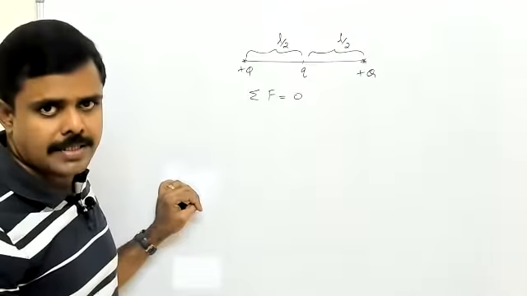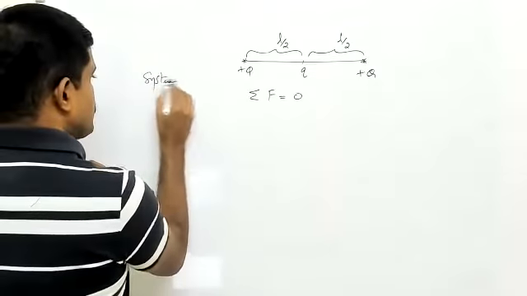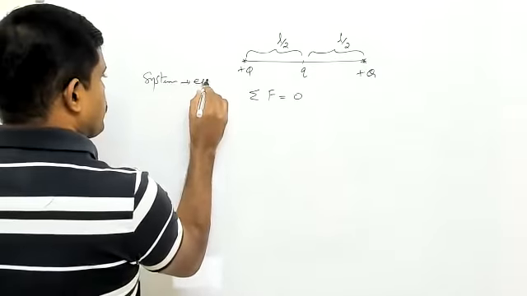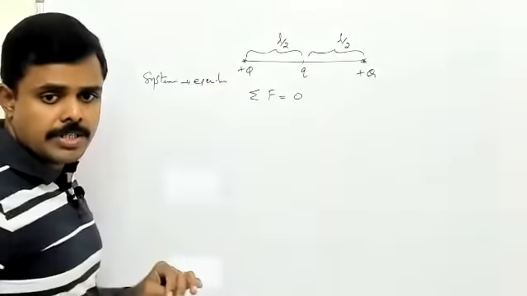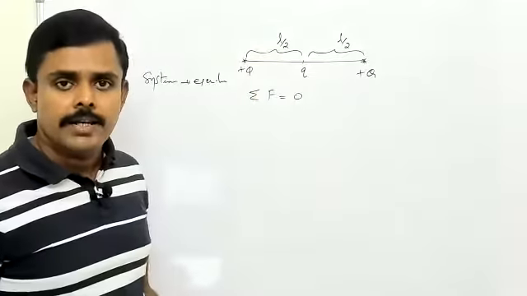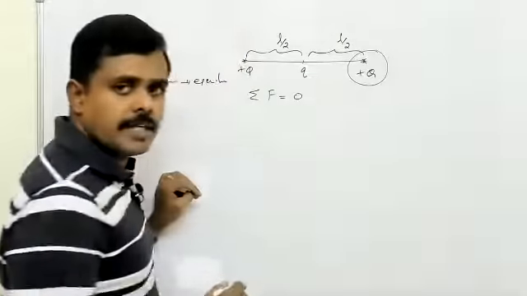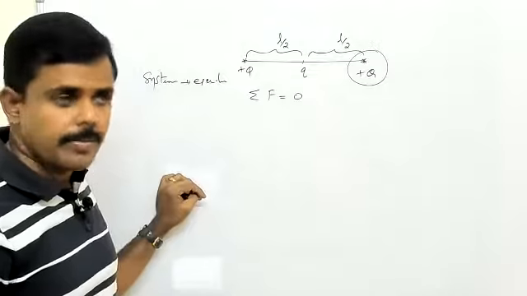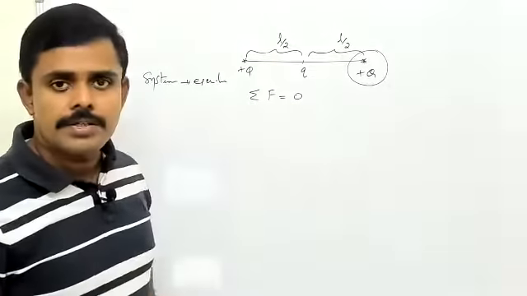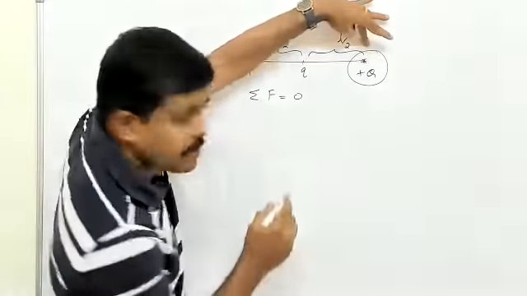Look at this. They say that the system is in equilibrium. System is in equilibrium means each of the charges must be in equilibrium. So I take one charge and I put the condition for equilibrium. What is the condition for equilibrium? Sigma F is equal to zero, sum of forces. So I put my finger on this guy. I'm going to find the forces on it.